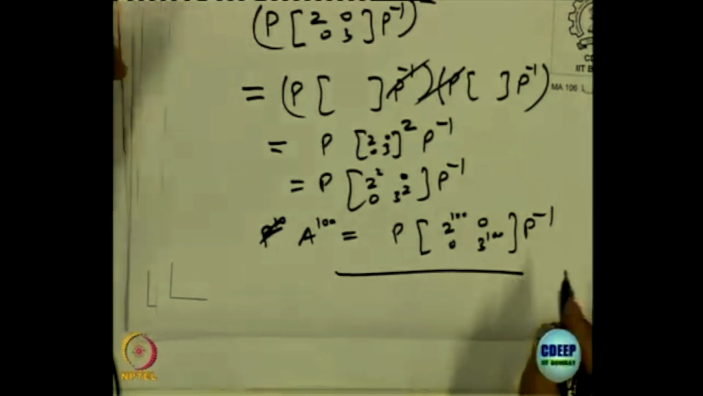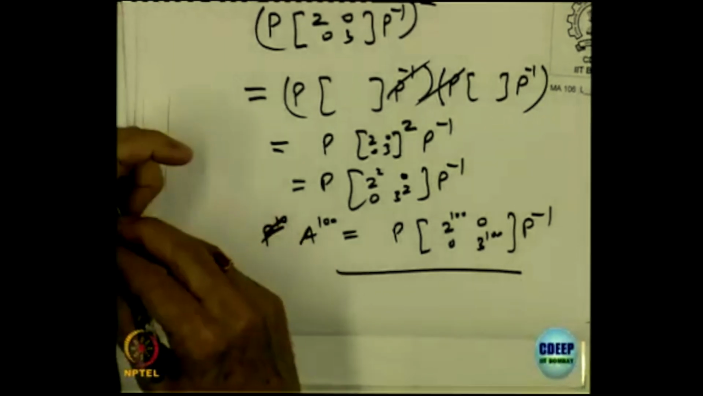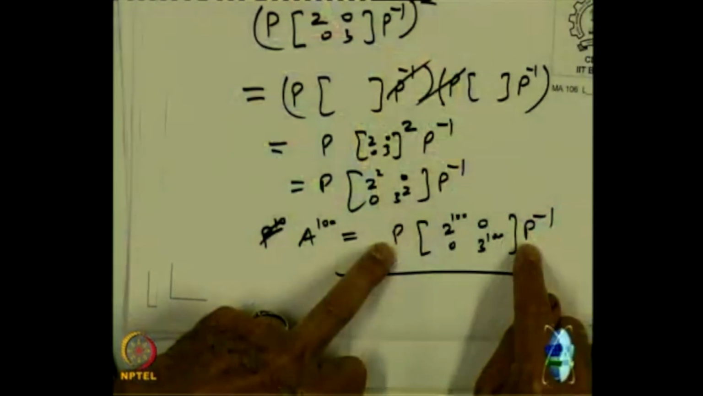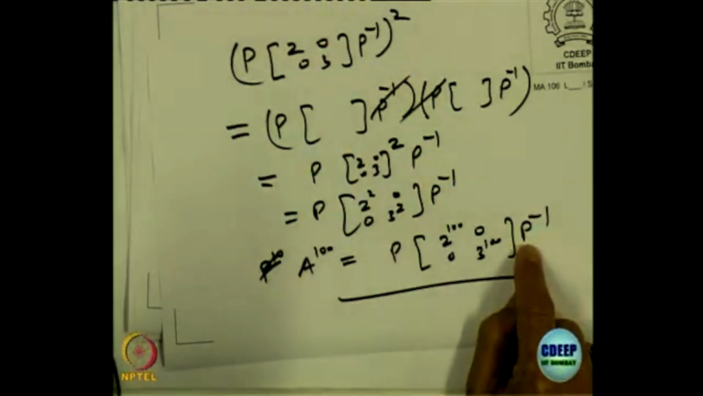See, the computation of the powers of a matrix becomes very easy, because on the right hand side is a diagonal matrix, for which powers are very easy to compute. I have to only find out what P and P inverse are, actually only one matrix and its inverse. Such a result is what is called diagonalizability of a matrix A.